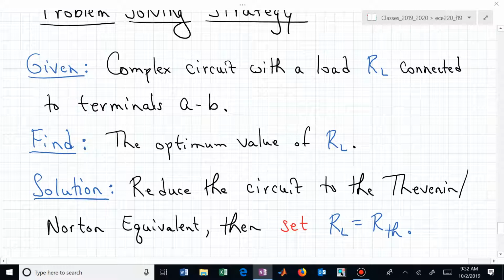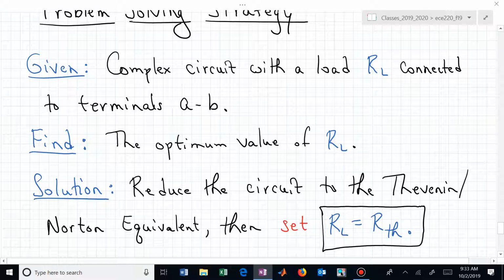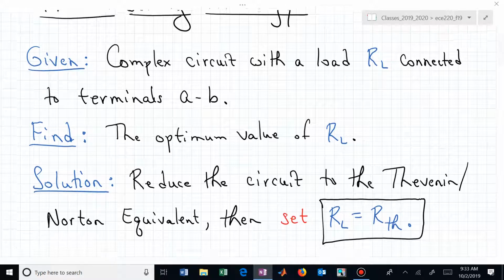Not that complicated in terms of a strategy. Just find the Thevenin equivalent. That's the hard part, maybe. That's where you might have to do the work. But once you've found your Thevenin equivalent, then you simply set your load resistor equal to that Thevenin resistance. What are you going to remember after today's lecture? For maximum power transfer, R sub L is equal to R Thevenin.